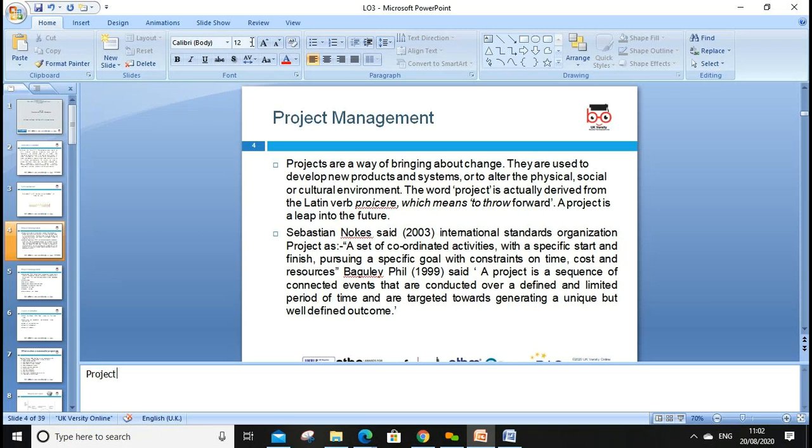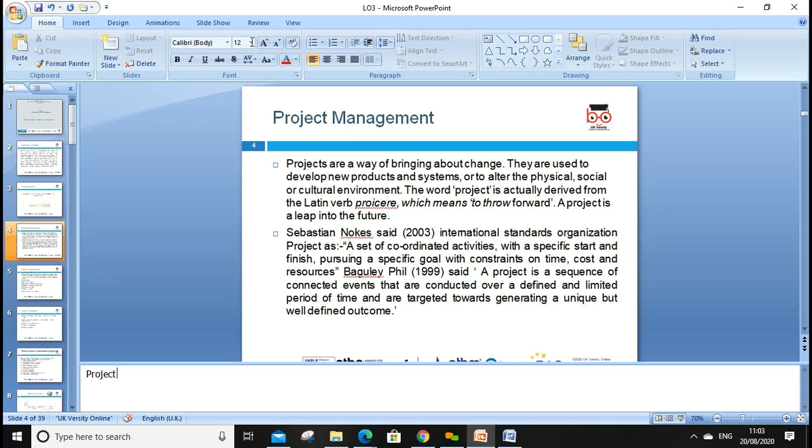So projects are a way to bring about change. They are used to develop new products and systems or alter the physical, social, and cultural environment. The word project is derived from the Latin verb which means to throw forward. It's forward, it's the future. Yes, a project is a leap into the future.